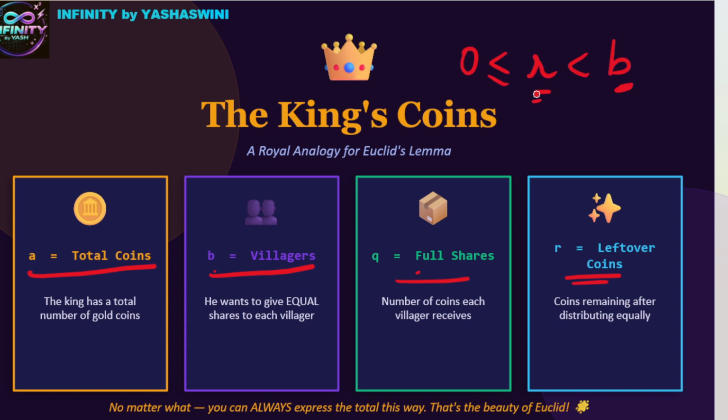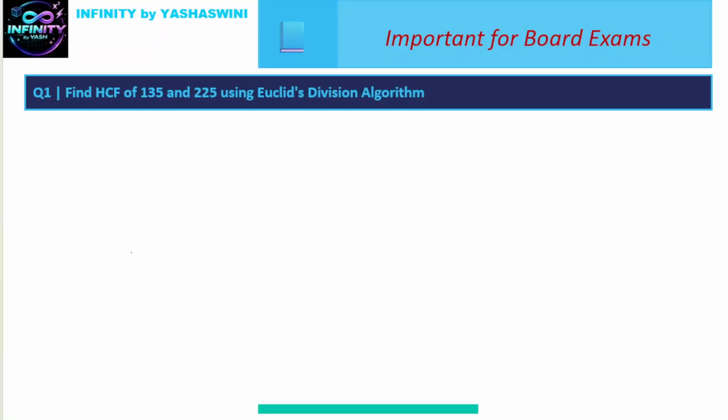Always remember one thing in Euclid's lemma, that is, the remainder must be smaller than the divisor. Never forget that the remainder should be smaller than the divisor, and it should be greater than or equal to 0. Don't mix up quotient and remainder. We'll solve a few questions on how to find the HCF using Euclid's division lemma or Euclid's division algorithm, which are very important for your board examination.